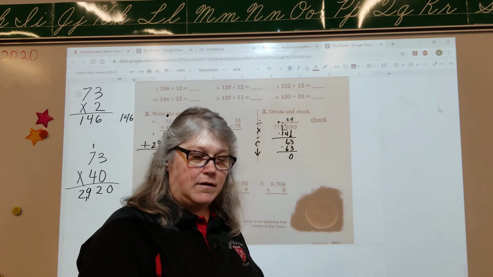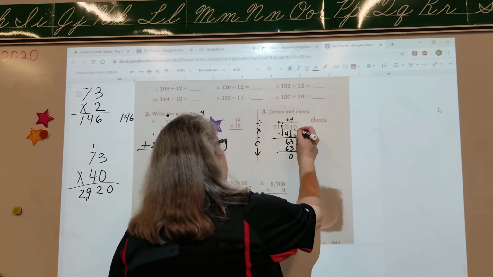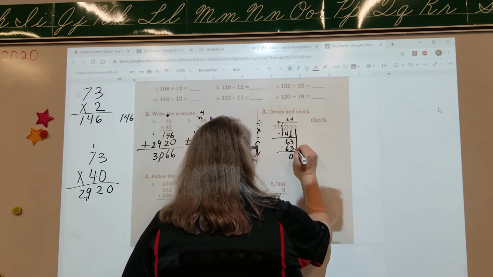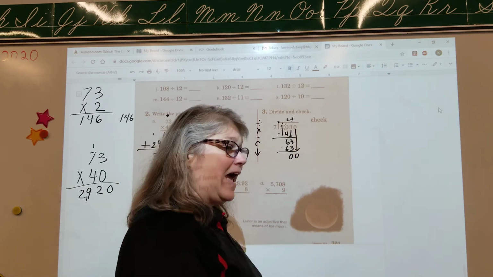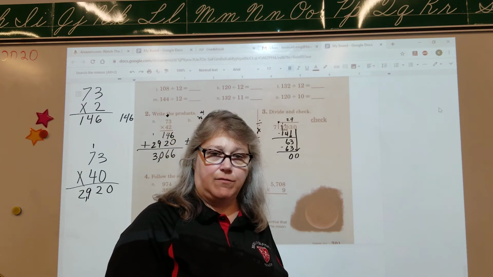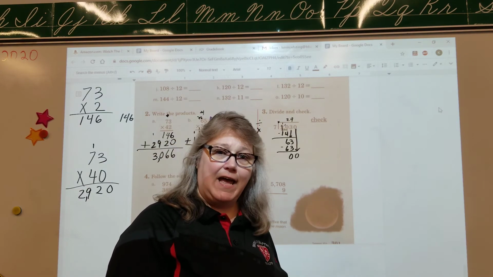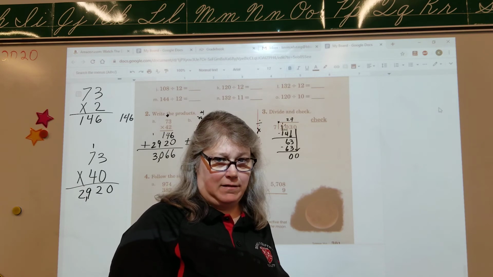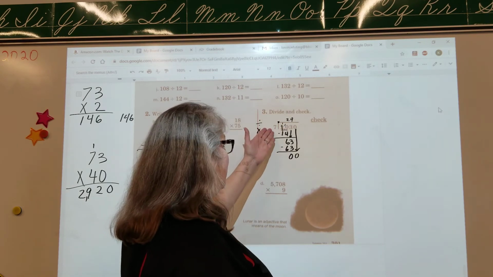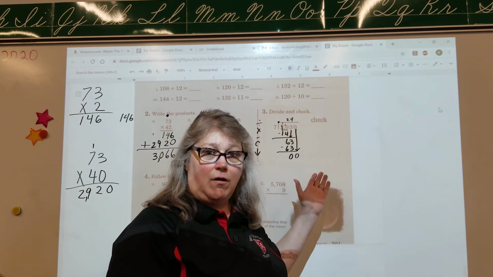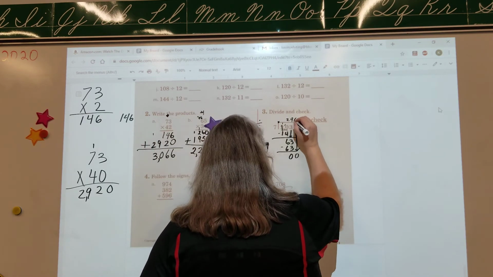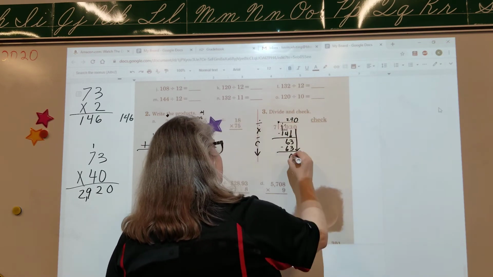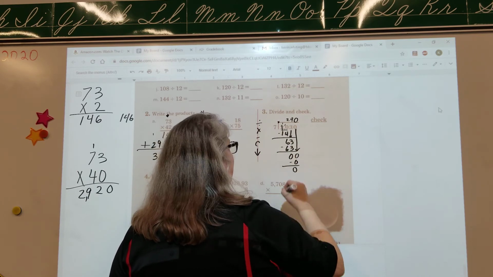Are we finished? No, we're not. We have to pull down this 0. Bring the 0 down. Now what do we do? Are we done? No, we're not. We have to divide 7 into 0. If you pull it down, you have to divide it. So how many times will 7 go into 0? The answer is 0. So you have to put a 0 up here. Now multiply. 0 times 7 is 0, and there's none left over.